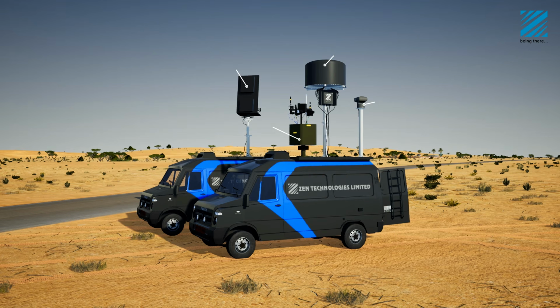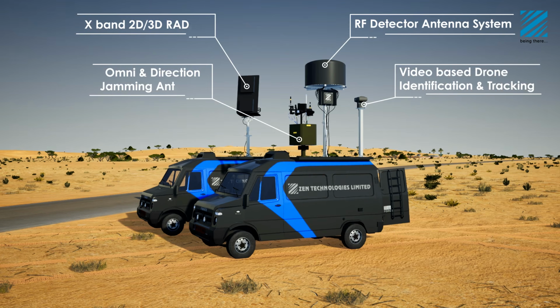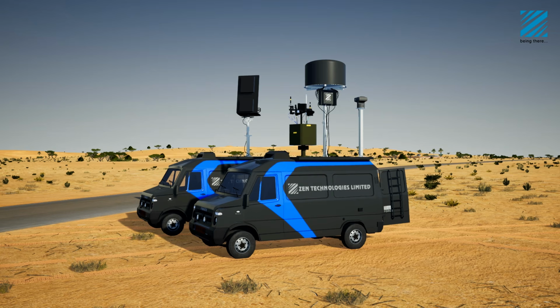Zen ADS comes with multiple sensors using radio frequency or RF detection, video-based detection and tracking, and radar. The inputs from these sensors are collated and fused at a data fusion and command center, and the data generated is fed to the soft kill or hard kill interface as required.